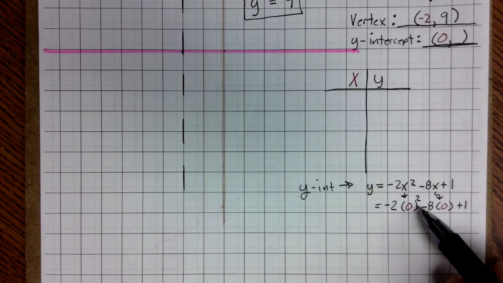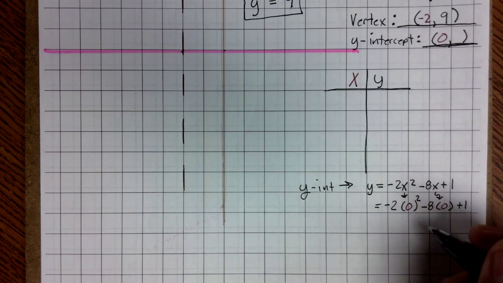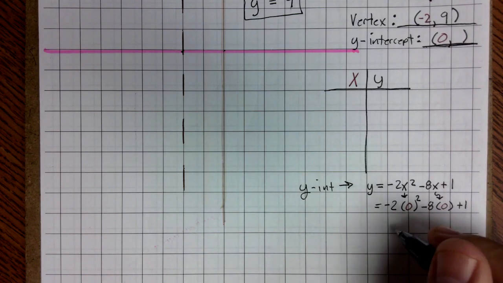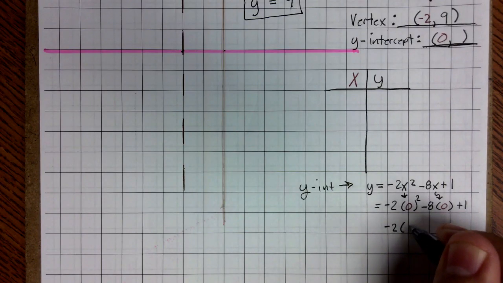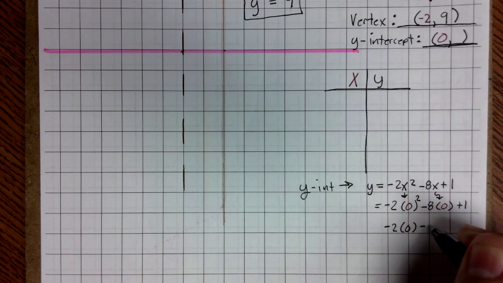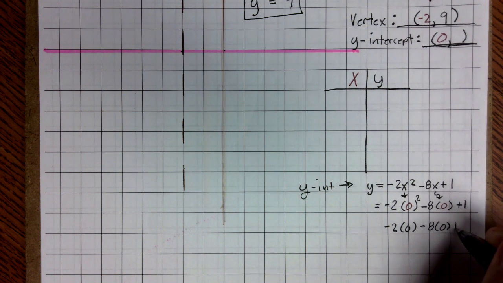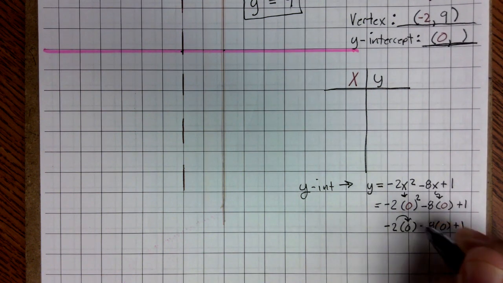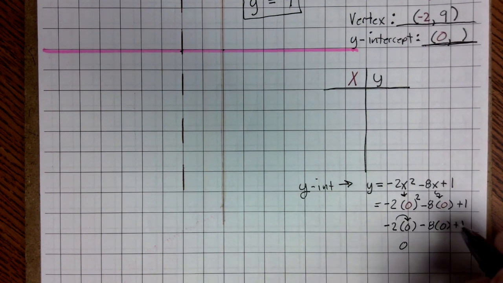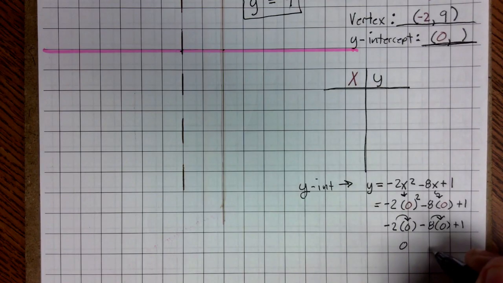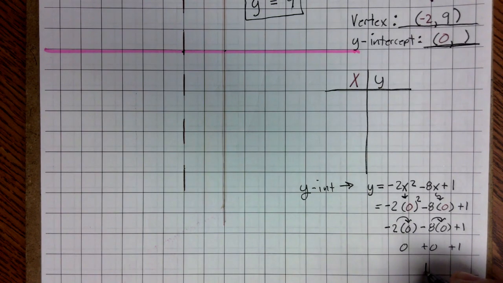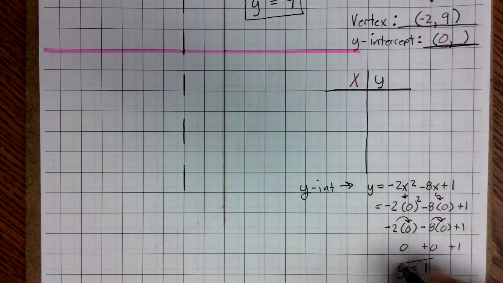Now that's not going to really change anything, right? Let's face it, 0 squared is just going to be 0. So what we really have is we end up with negative 2 times 0 minus 8 times 0 plus 1. And anytime you multiply something to 0, it just becomes 0. Now I'm just doing this for grins, right? I'm showing you that when you multiply it, it becomes 0. And plus 1. So the only thing I have left is 1.